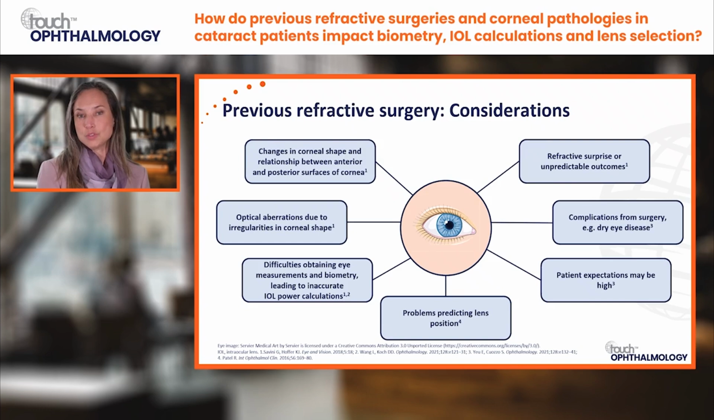And those patients, post-RK patients especially, or high myopes, predicting that final effective lens position can be challenging. You can still see some refractive surprises, especially in post-RK cases, and complications from surgery, like dry eyes. Patients' expectations are very high because when they had the LASIK, they had perfect vision. So they are coming in for cataract surgery, and they think they're going to see well for distance and reading. Managing patients' expectations can be a challenge in this group of patients post-refractive surgery.